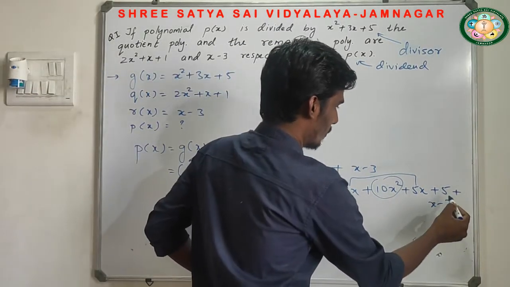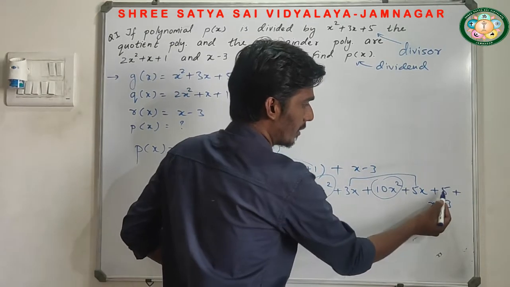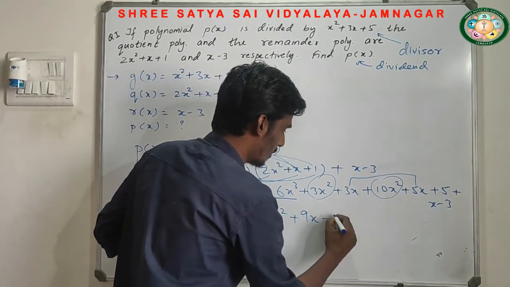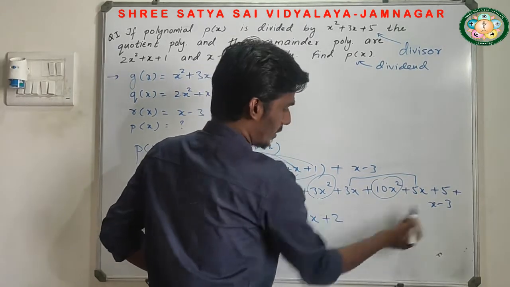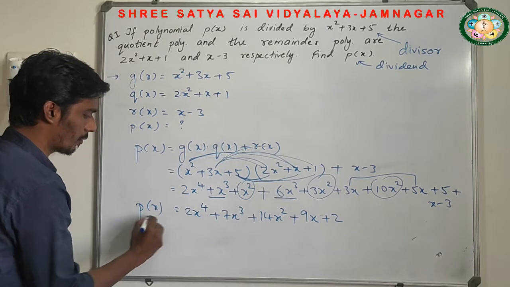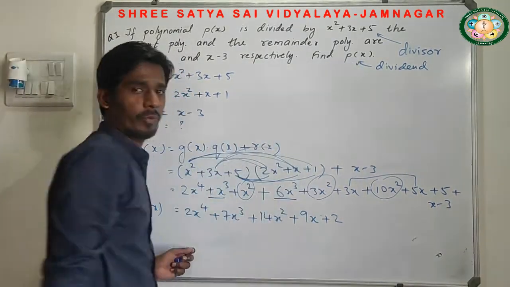Now constant term. Is there any constant term here? No. So it's what? 5 minus 3. Plus 5 minus 3 is what? Plus 2. So this is what we got. This is p of x. So this is our dividend which we had to find.